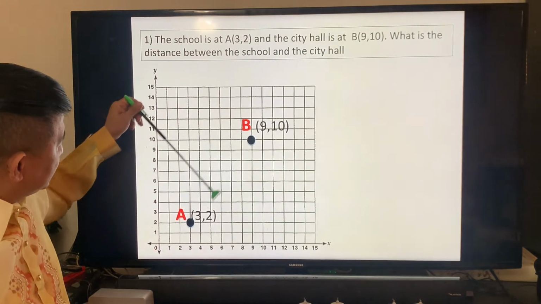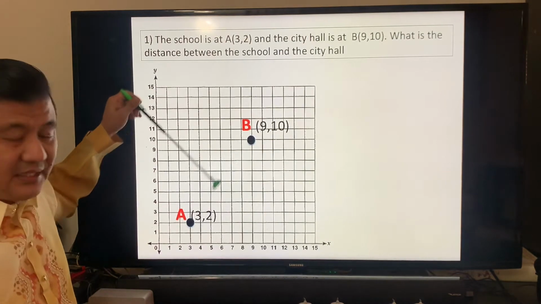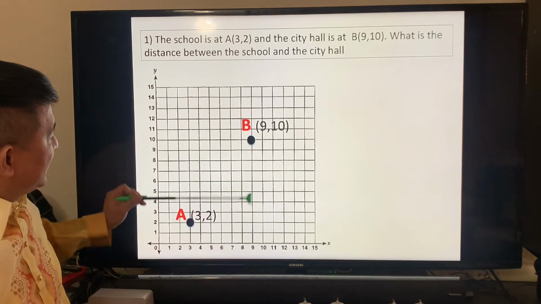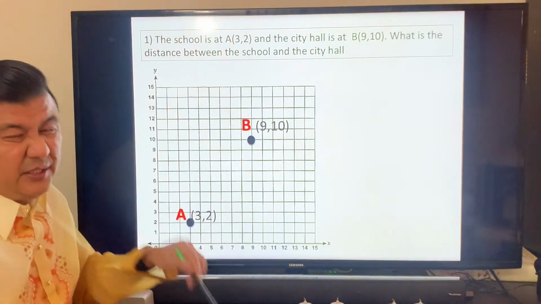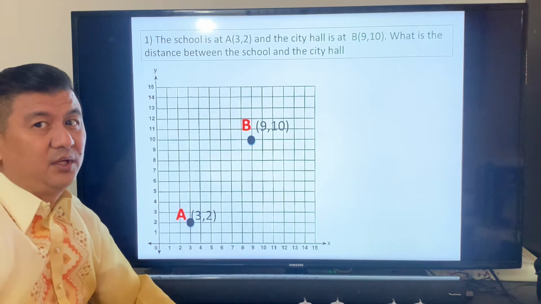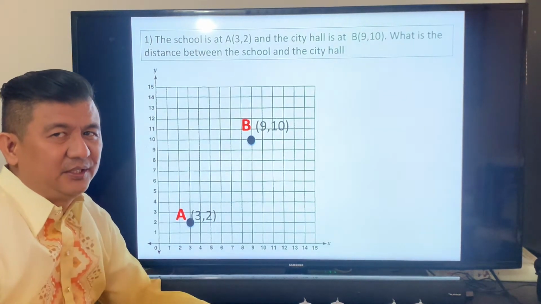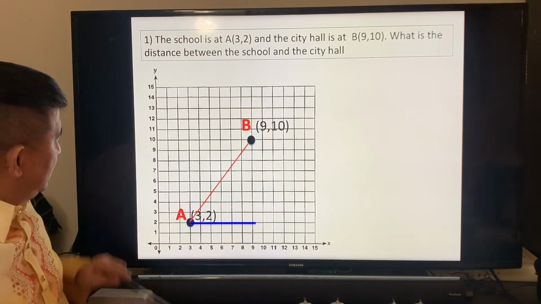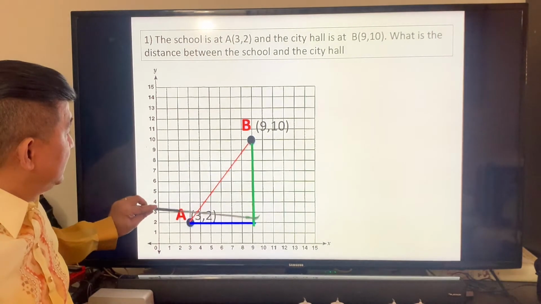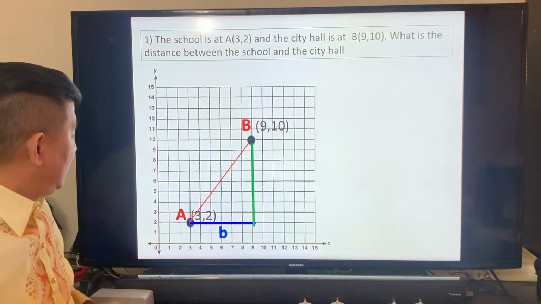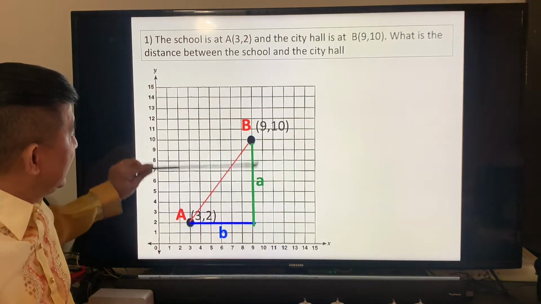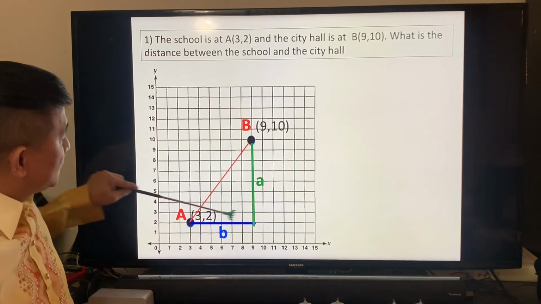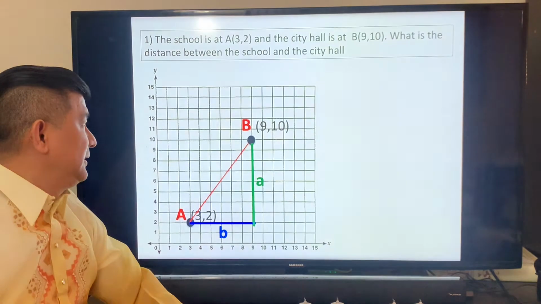Okay, we want to know the distance between them. But it's a diagonal. It's not a horizontal or a vertical line. So you cannot just count the number of units. But guess what? You can use the Pythagorean theorem to solve this. That's the distance that I need to know. This one I can count. This one I can count. Obviously, that's the base, and that's the altitude. It forms a 90-degree angle, so I could use the Pythagorean theorem.